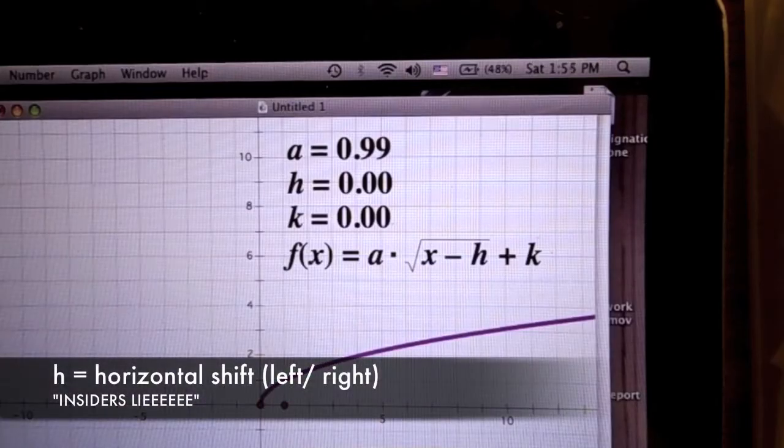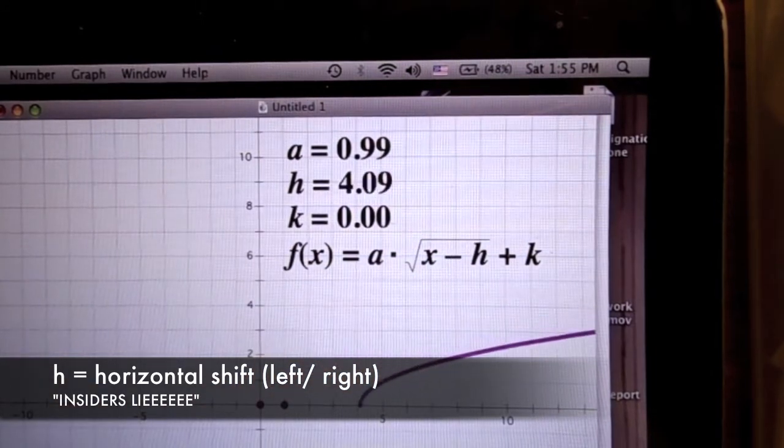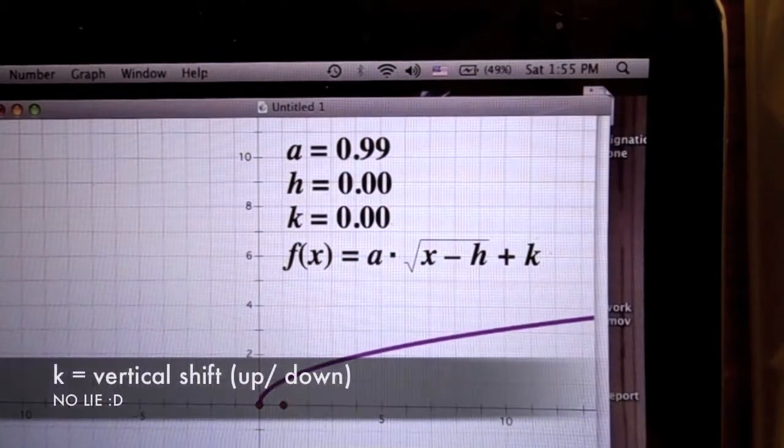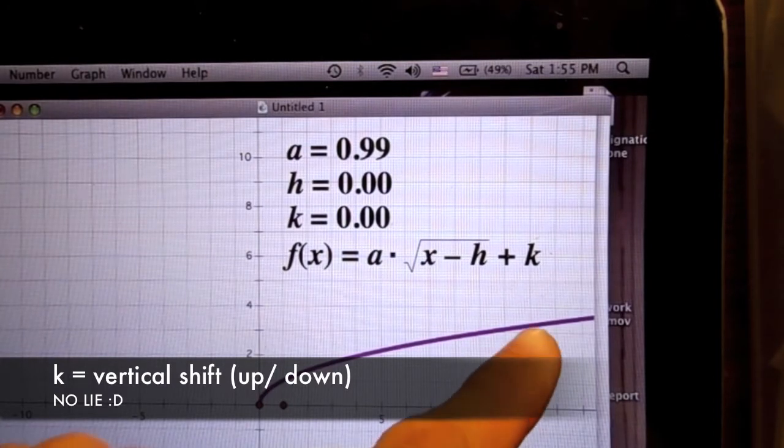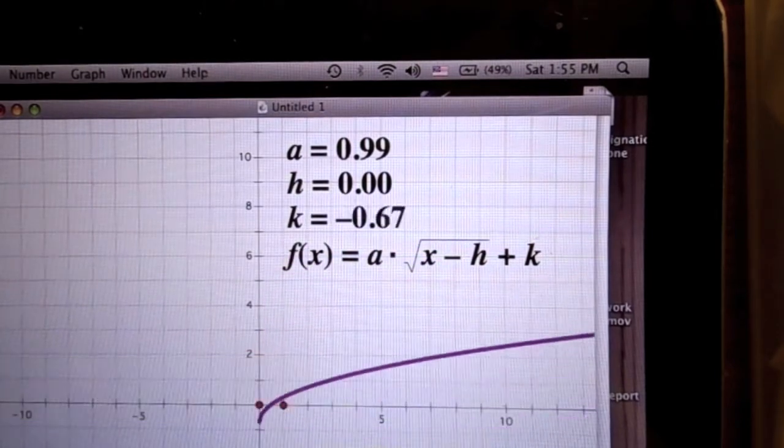Now let's see what happens when I change the h value underneath my radical. It moves it from left to right. Now for the third and last parameter, our k value. Let's see what happens when we change the outside value. It moves the graph up and down.